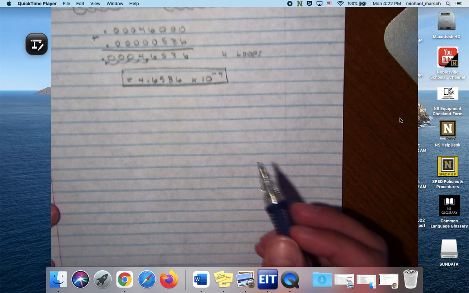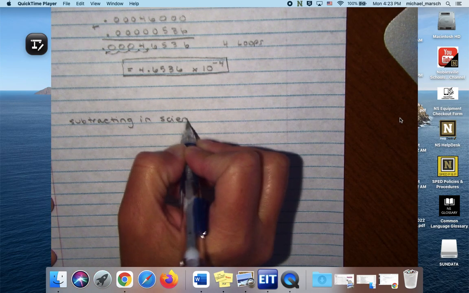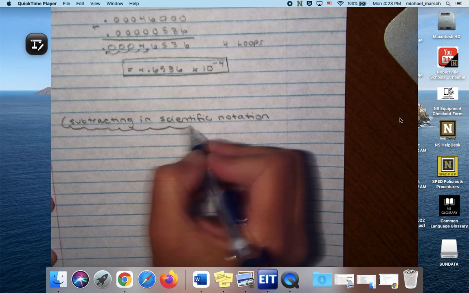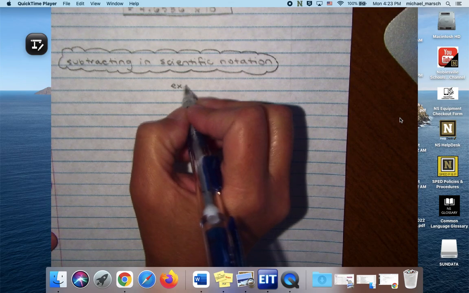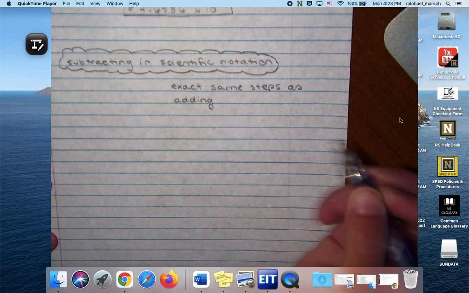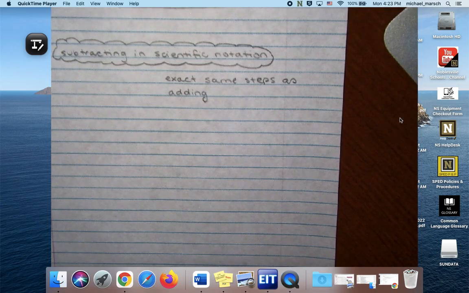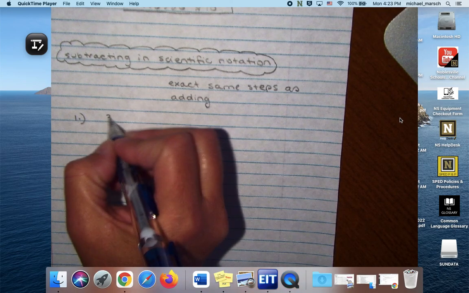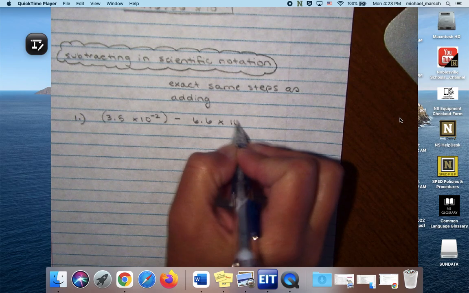Okay, so that's adding. Now we're going to move on to subtraction. So subtracting in scientific notation. Nice little clouds there. So we're going to do the exact same steps as adding. So I'm not going to write out all those steps again because I have them here. If I need to, I can look back at step 1, step 2, step 3. So step 1, remember, is going to be to convert into standard form. So I've got 3.5 times 10 to the negative 2 minus 6.6 times 10 to the negative 3.